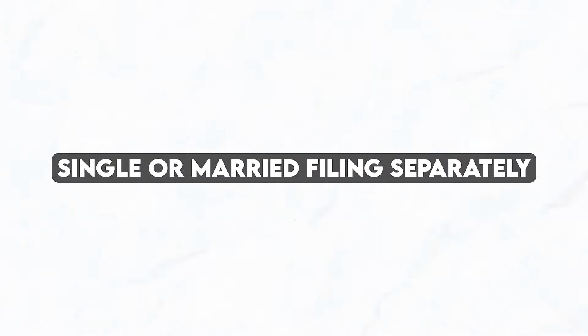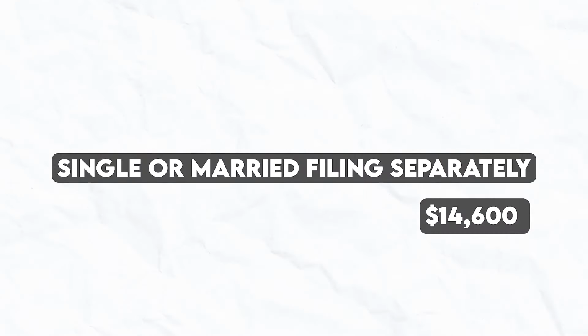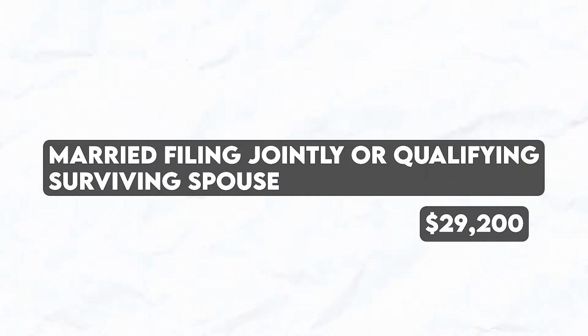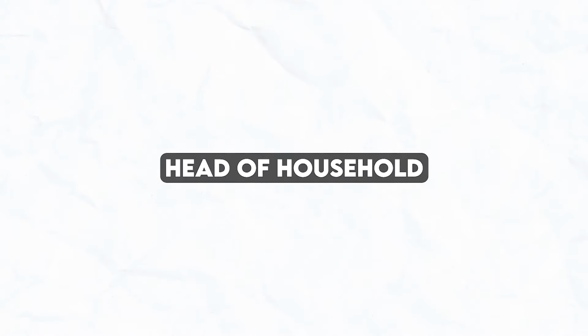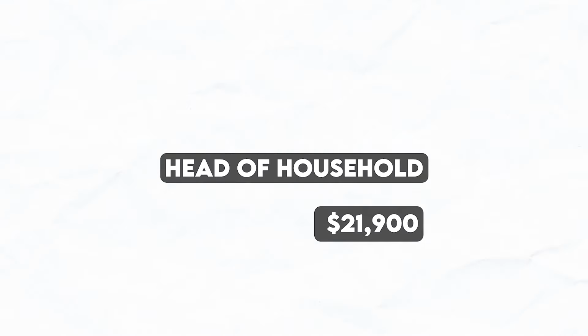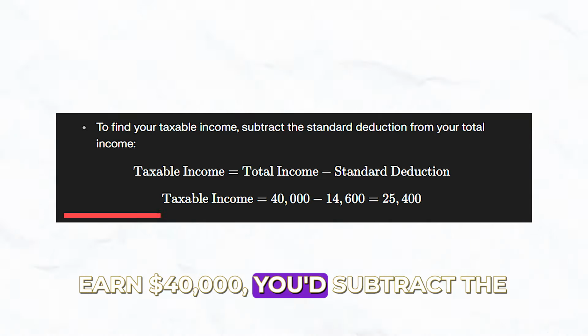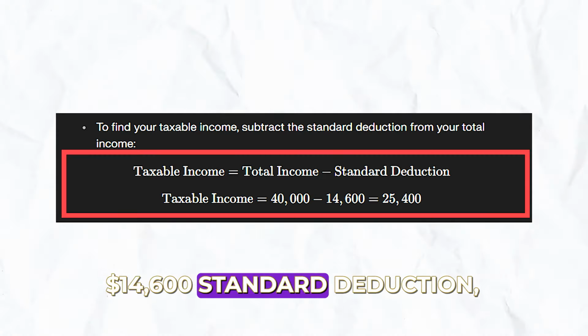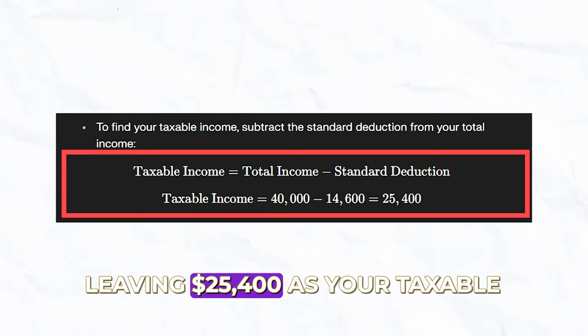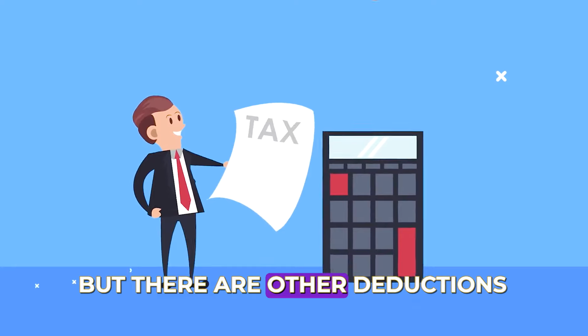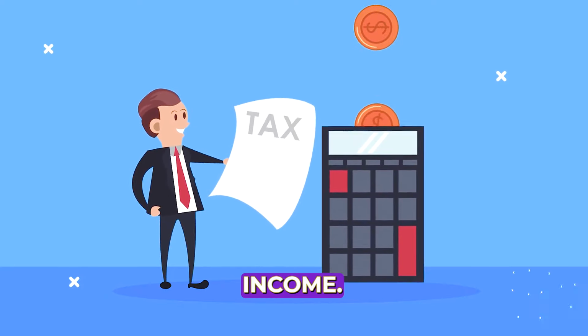Single or married filing separately, $14,600. Married filing jointly or qualifying surviving spouse, $29,200. Head of household, $21,900. For example, if you're single and earn $40,000, you'd subtract the $14,600 standard deduction, leaving $25,400 as your taxable income. But there are other deductions that can lower your taxable income.